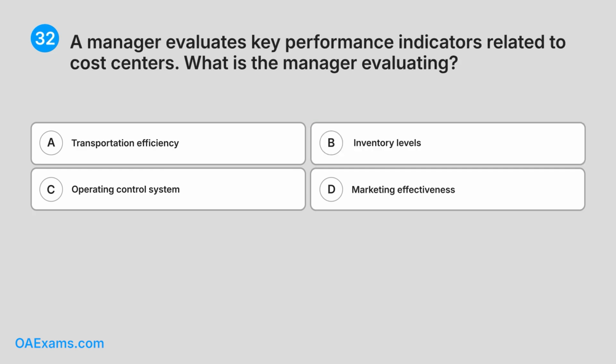32. A manager evaluates key performance indicators related to cost centers. What is the manager evaluating? A. Transportation efficiency. B. Inventory levels. C. Operating control system. D. Marketing effectiveness. Do you know the answer?